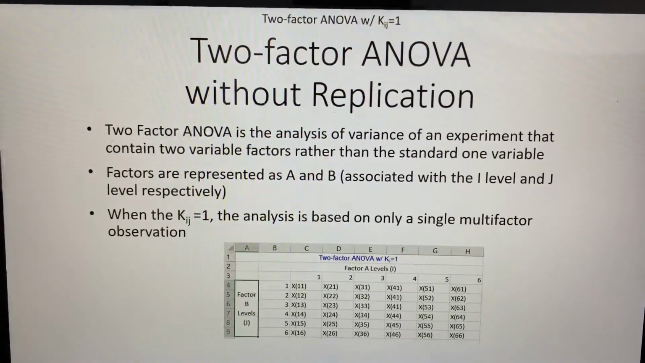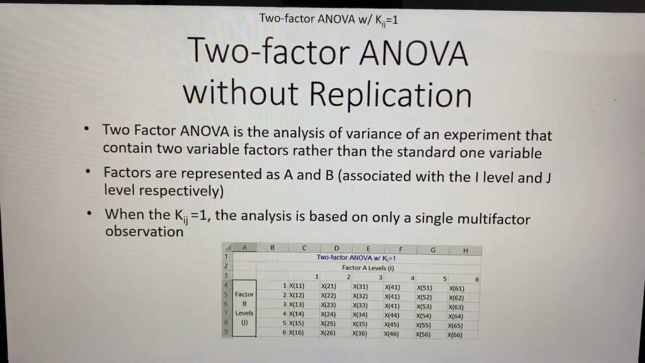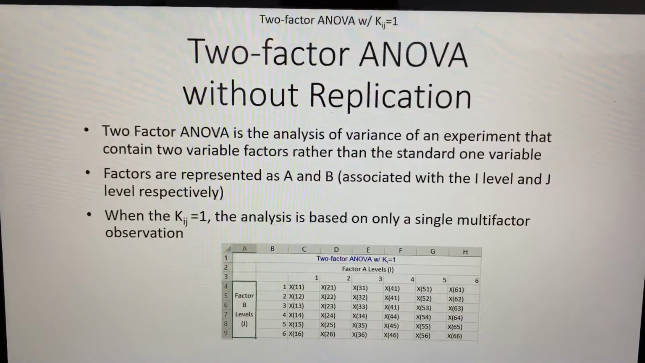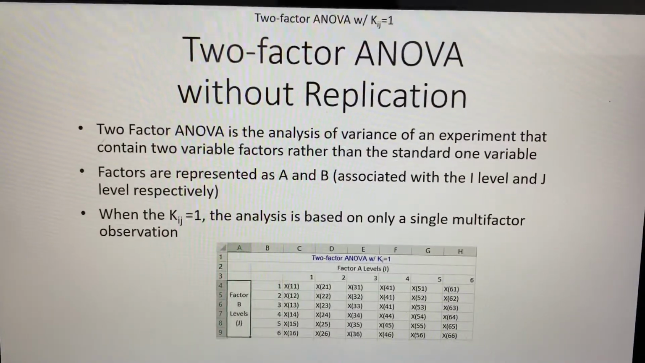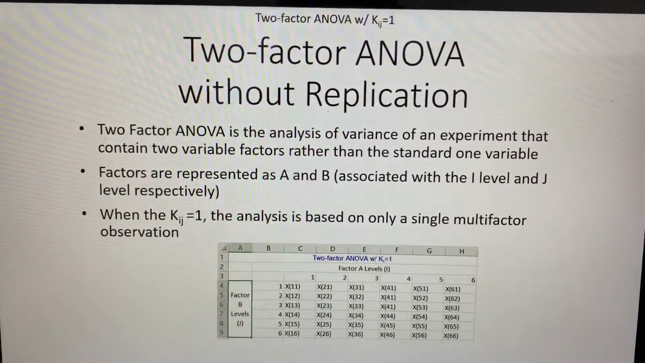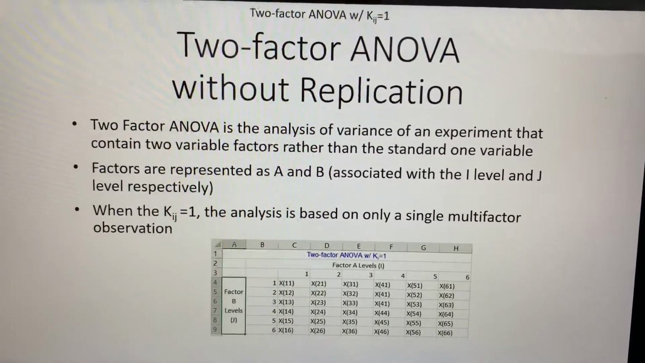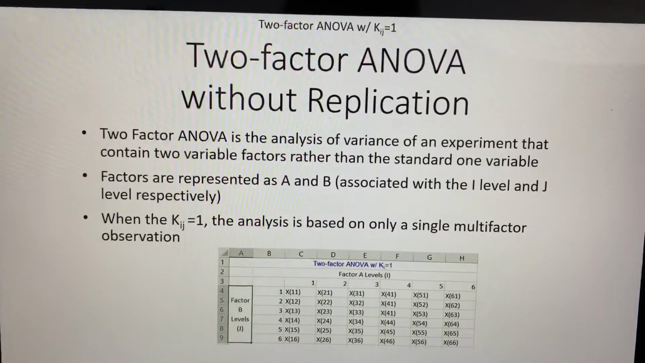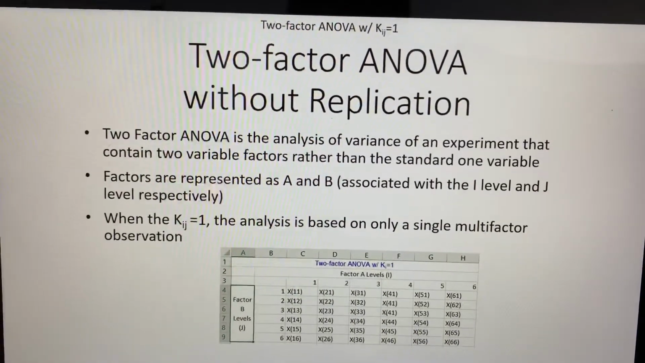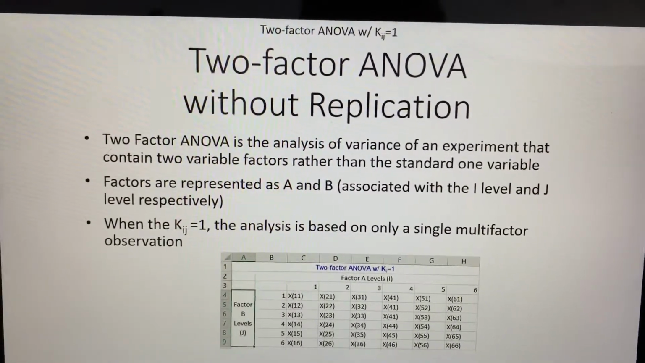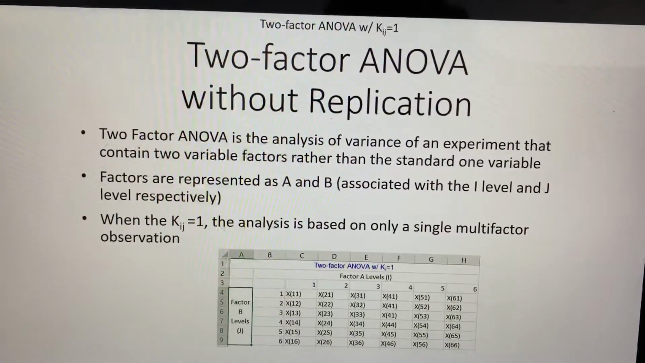Numbers are factored into a factor A and a factor B. As seen in the graph, factor A is along the x-axis and factor B along the y-axis. Factor A is the level I, and factor B would be the level J, and Kij equal to 1.